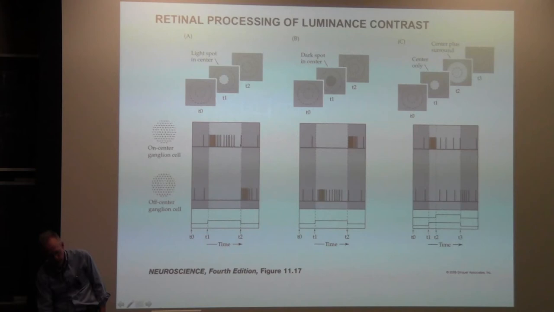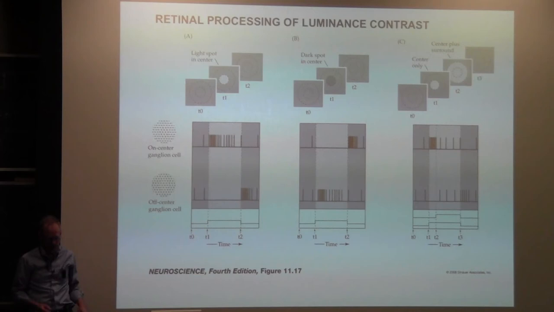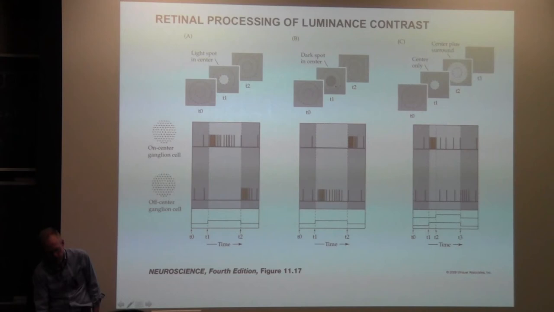If we take that light off, then we're going from bright to dark here, and the dark change in the center is actually going to turn on the off-center cell, because these cells are sensitive to temporal history as well as contrast with the rest of the world. On the other hand, if we start with a uniform background and make the center darker, we're going to get a response from the off-center cell. Go back to uniform, now we've made the center brighter and we're going to get a response from the on-center cell. And this shows the antagonism between center and surround.